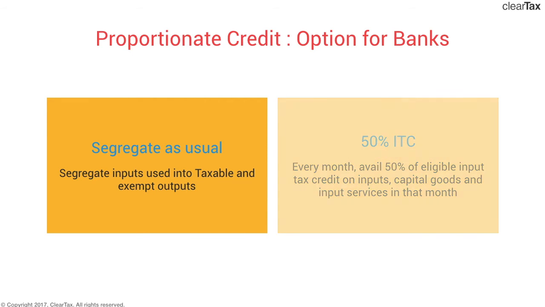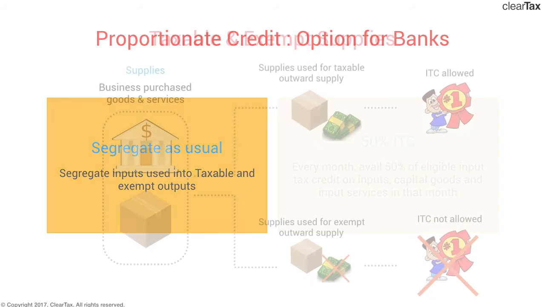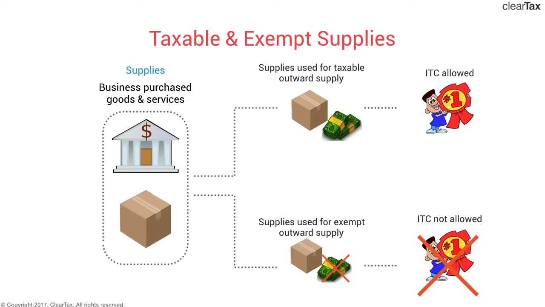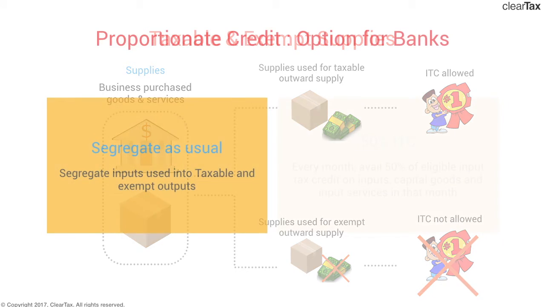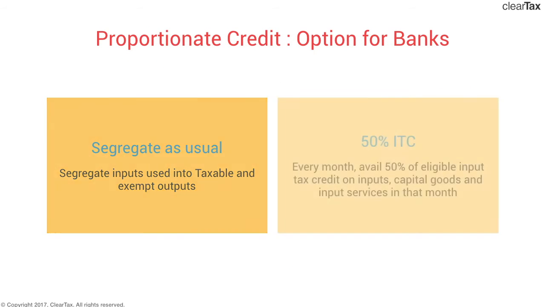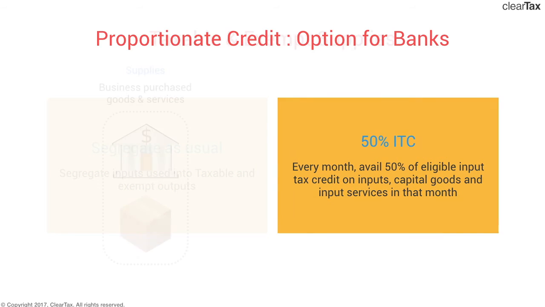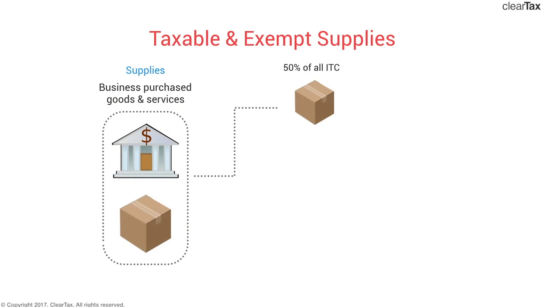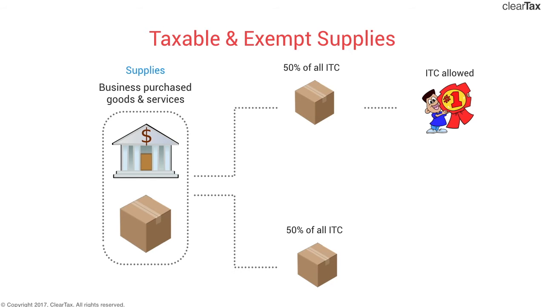The first situation, we've discussed this in detail. It would remain the same as is for all the rest of the taxpayers. Segregate supplies, ITC available on taxable outward supply, not available on exempt outward supply. The second case, 50% of all the input tax credit you can claim as ITC. The second 50%, the remaining portion, you waive it off in order to get rid of the complications of identifying separately what input goes into taxable supply and what goes into exempt supply.